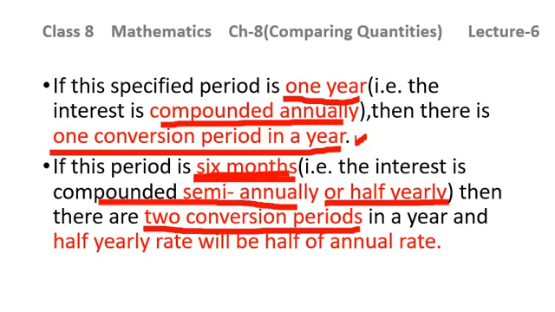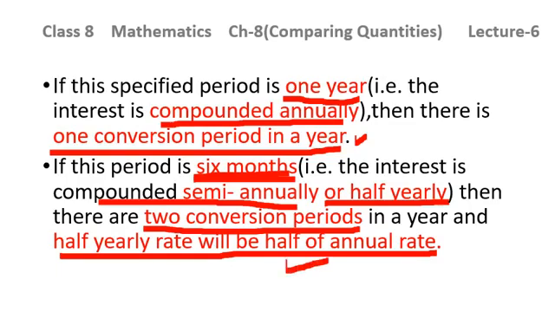We have taken the half of the year, that is half yearly. From the name you can keep in mind that it is half of the year, that is, the conversion period is 6 months, and there are two conversion periods in this case. Then there are two conversion periods in a year, and the half yearly rate will be half of the annual rate. So there must be an effect on the rate in time also. If I am taking two conversion periods in a year, then the rate will be half of the annual rate. This will be more clear to you; I will be explaining in further slides.